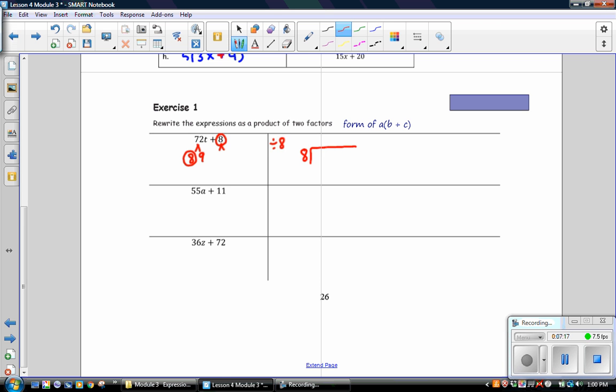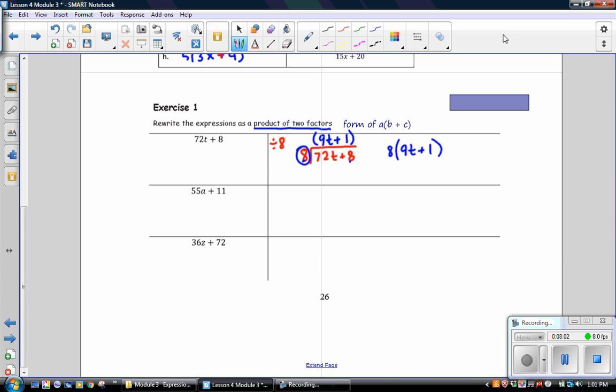Inside the division house, write the expression 72t plus 8. When you divide, 8 goes into 72 9 times, and remember the variable. 8 times 9t is 72t, plus 8 times 1 is 8. 8 goes into 8 one time evenly. So our two factors are 8 and 9t plus 1. So writing this as a product of two factors, the first factor is 8, the second factor is an expression, 9t plus 1. You can always multiply it back out using the distributive property to check and make sure your answer is correct.